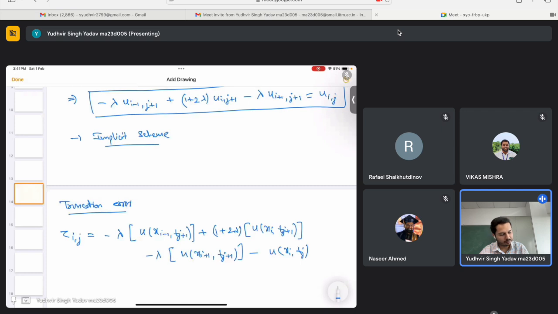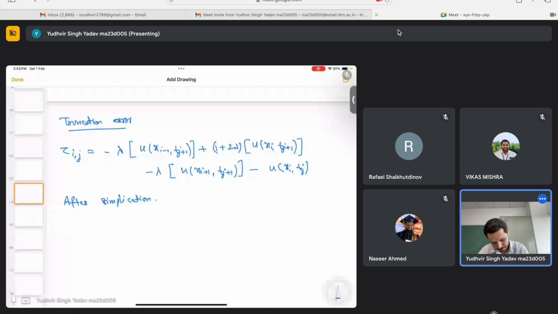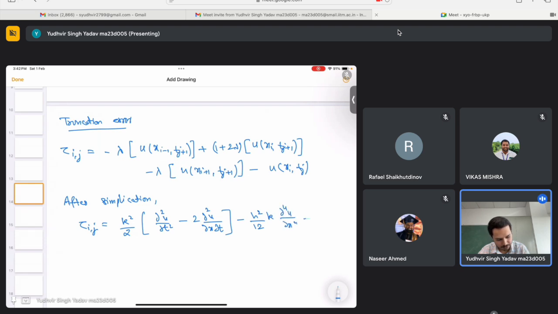Now, when you expand it using the Taylor series expansion, after further simplifications, you will be left with the following terms. That is k square by 2 del 2 u by del t square, minus 2 del 2 u by del x del t, minus h square by 12k del 4 u by del x4, and so on.